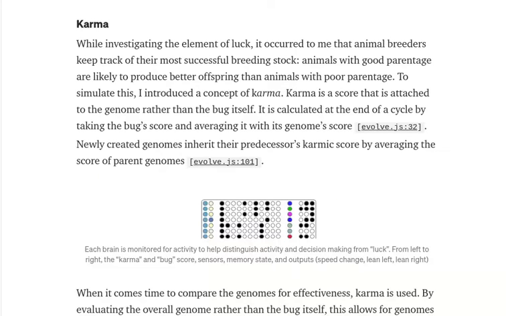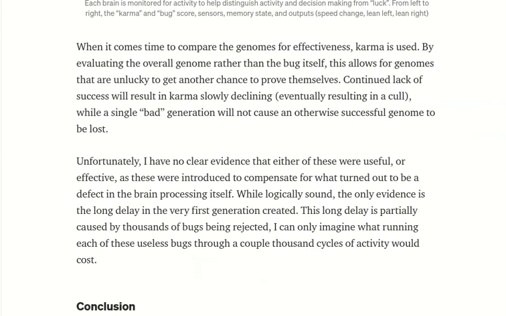When it comes time to compare the genomes for effectiveness, karma is used. By evaluating the overall genome rather than the bug itself, this allows for genomes that are unlucky to get another chance to prove themselves. Continued lack of success will result in karma slowly declining, eventually resulting in a cull, while a single bad generation will not cause an otherwise successful genome to be lost.